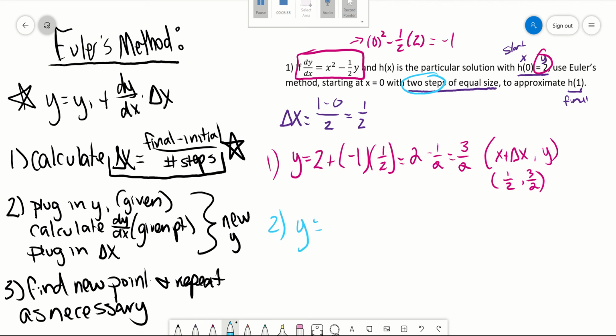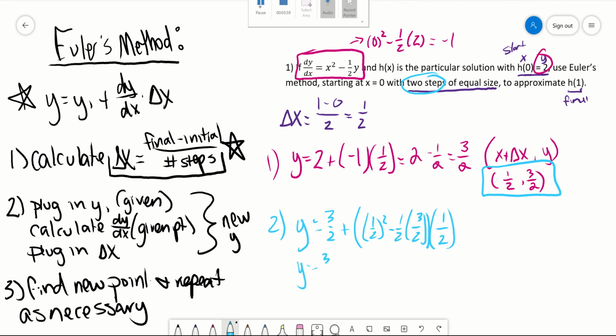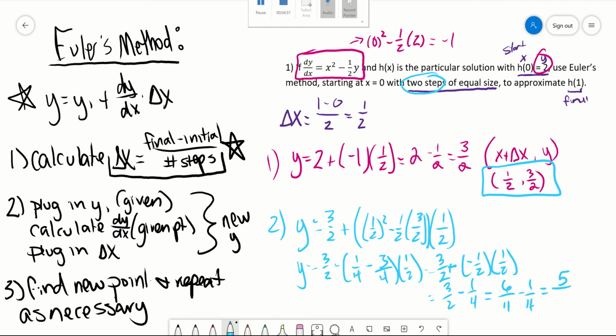So we do y equals, now we're using this point. So y1 plus, now we calculate our dy dx. So we're going to have 1/2 squared minus 1/2 times 3/2, and then you multiply that by your delta x. All right, so simplifying this down, 1/2 squared is 1/4, minus 1/2 times 3/2 is 3/4. That still is times 1/2. So we've got 3/2 plus 1/4 minus 3/4 is -2/4, which is -1/2 times 1/2. So that's going to give you 3/2 minus 1/4. So 3/2 is the same thing as 6/4 minus 1/4 is going to give you 5/4.